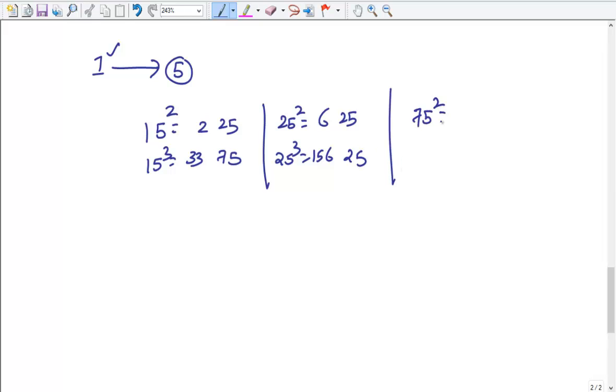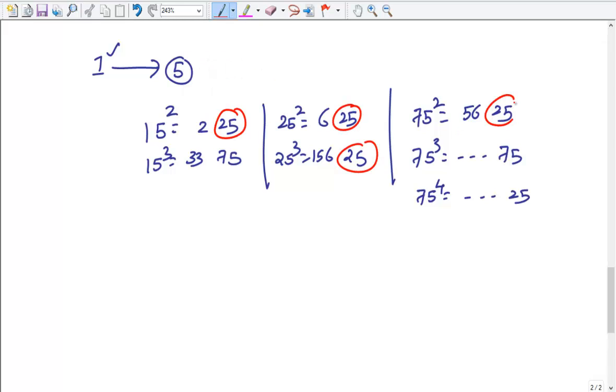Let's take some other number. 75 square, that is 5625. And 75 cube, that's going to be 75. 75 to the power 4, that's going to be 25. You take any number actually. Now if you observe closely, these numbers are either ending with 25 or 75. Look at this one. This is going to be 25, or else this is going to be 75. We have got only two different numbers: either the last two digits as 25 or 75.